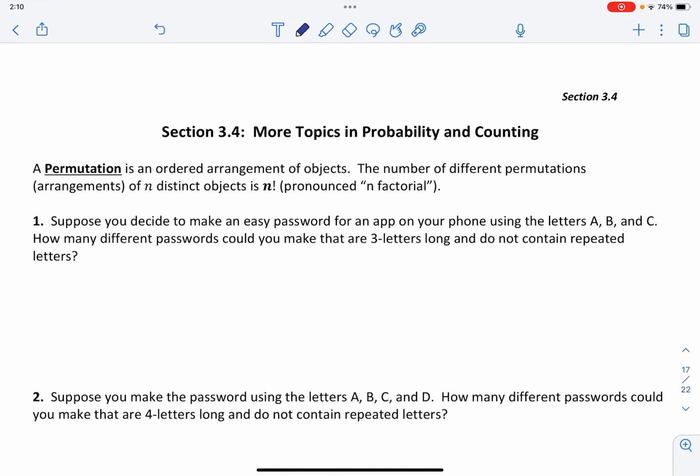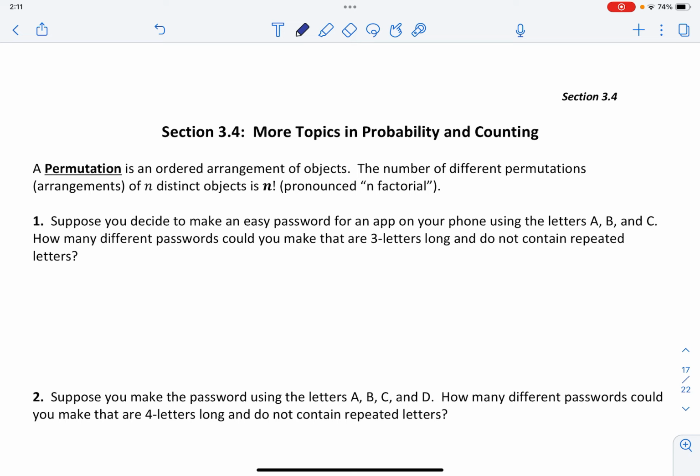Hey everyone, we're going to move on to 3.4, which is the last section in Chapter 3 on probability. This one is on permutations and combinations. They are two techniques that we can use to solve more complicated probability questions, and they involve counting number of ways of outcomes. So let's look at the permutations first.